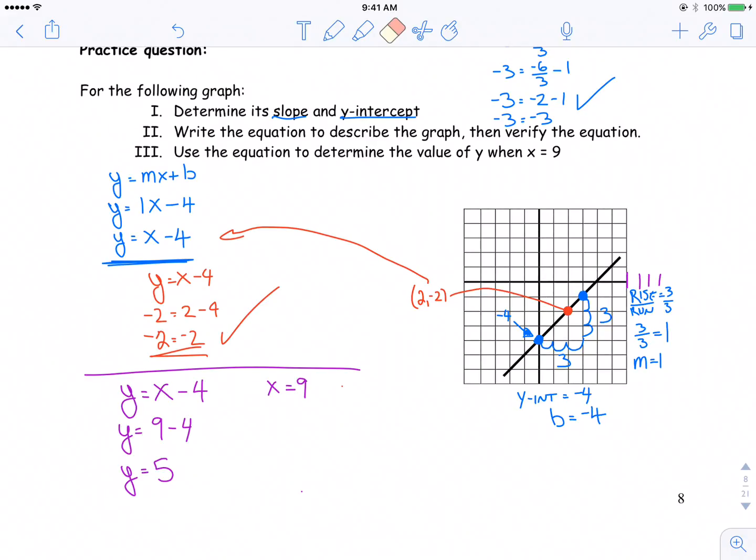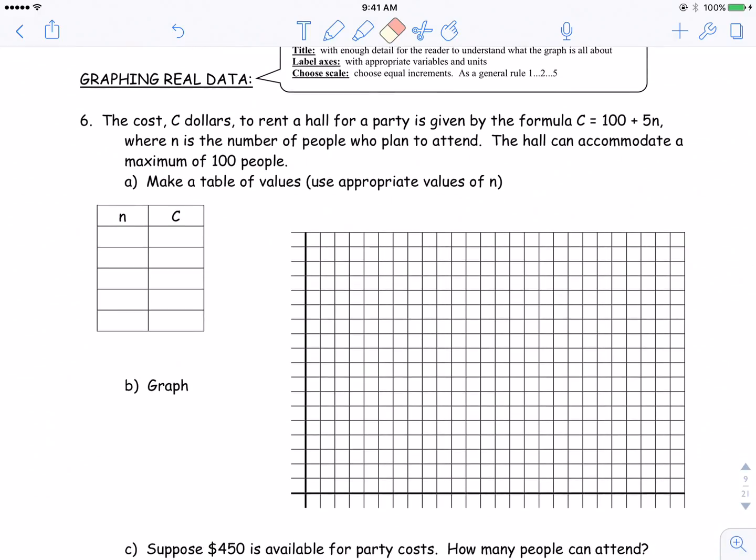So that was that for the practice question. One more example to go. Graphing real data on the next page, coming in the next video.